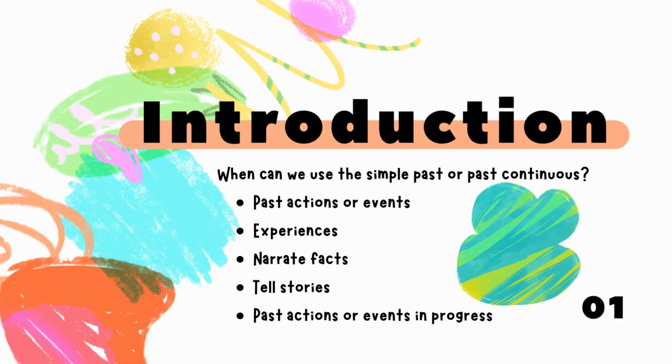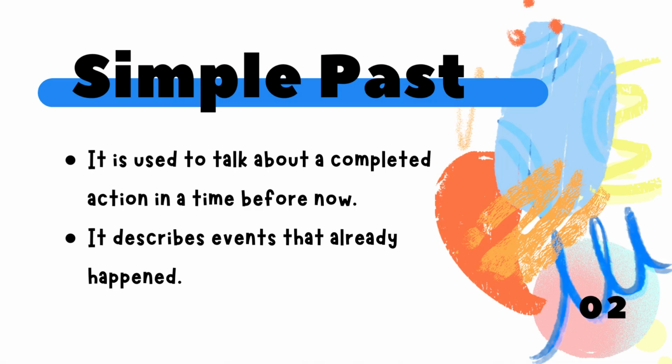Introduction. When can we use the simple past or past continuous? When we are going to talk about past actions or events, experiences, narrate facts, tell stories, past actions or events in progress. Simple past. It is used to talk about a completed action in a time before now. It describes events that already happened.